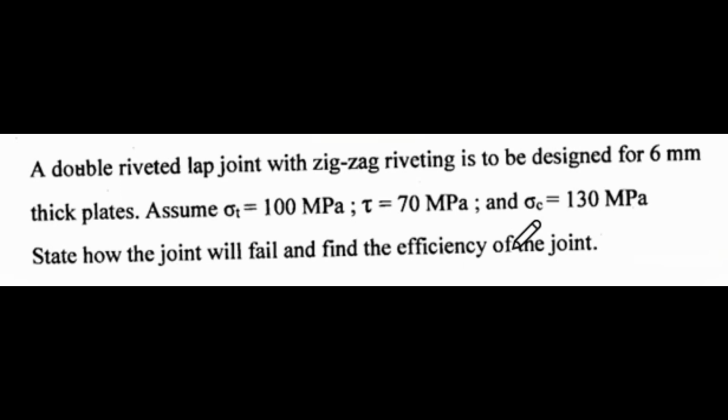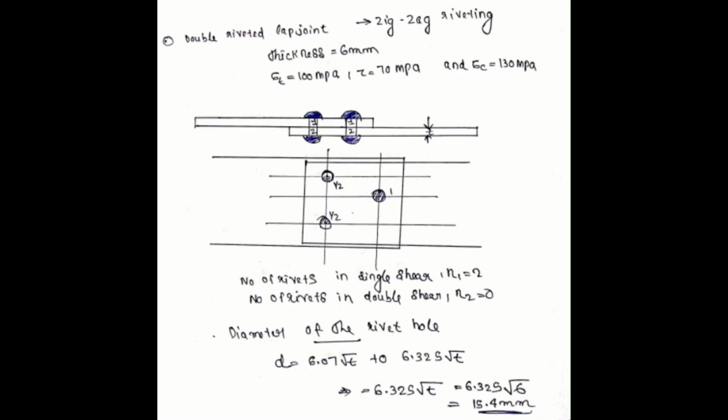So designing a rivet means you have to find certain terms. Okay, that's what designing means. So let's look at the detailed solution. So first, writing the given condition, we have a double riveted lap joint having zigzag riveting. Okay, that's our arrangement here. Our thickness is given, and tensile stress, shear stress, and the corresponding crushing stress is also given. These are all the given conditions, and this is the simple front view of the double riveted lap joint.